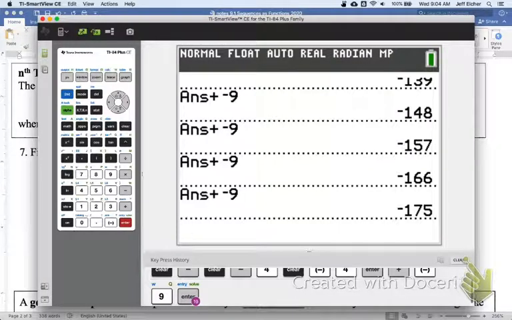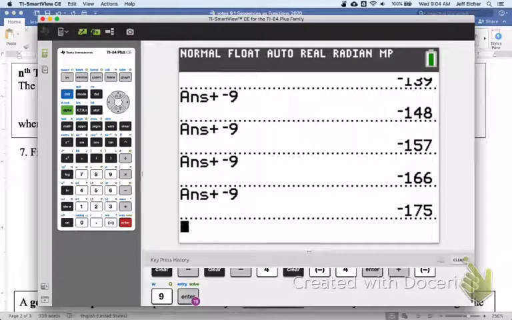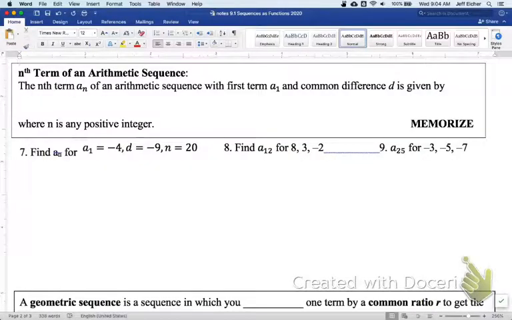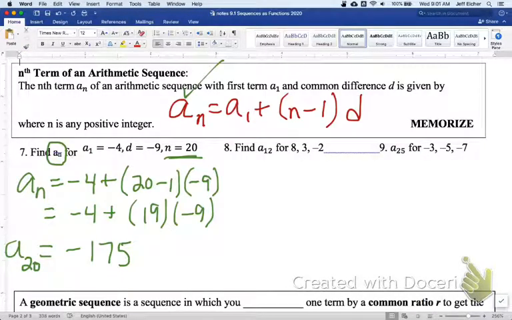So how many times did we add a -9? Well, down here at the very bottom it says enter in a purple 19. There it is. 19 times we added -9. And that's what this formula does. 19 times we added a -9. So it's a pretty cool formula.